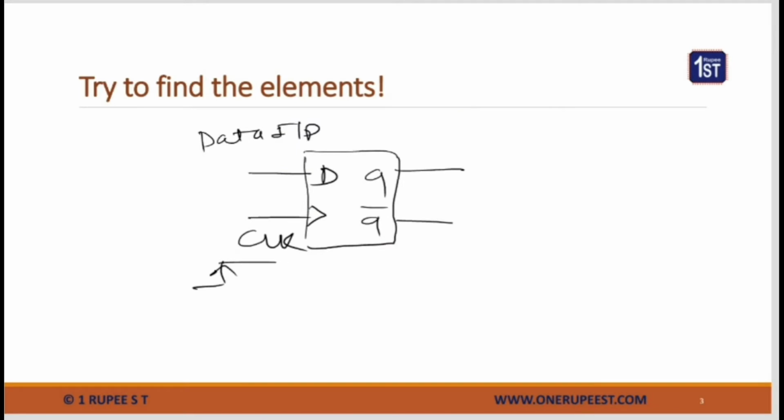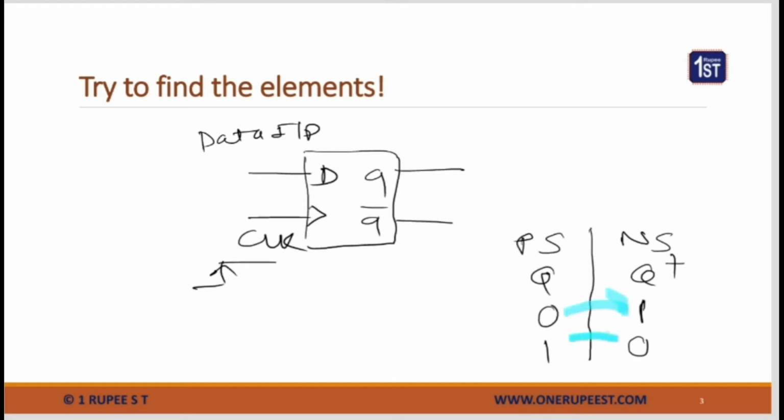That means for two clock cycles I need to have a single clock cycle. So what should I think? I should think about the present state, the output of the flip-flop, because I need a single bit output. Next state Q plus: if output is 0, then next state output should be 1. If Q is equal to 1, next state output should be 0. Now why this condition? So 0 to 1, 1 to 0. How did I think to document this in the state table? So this is basically my state table.